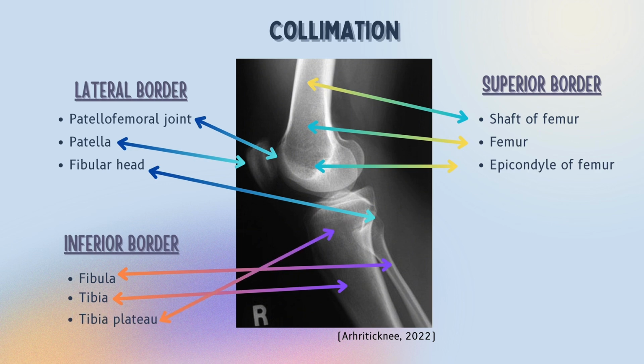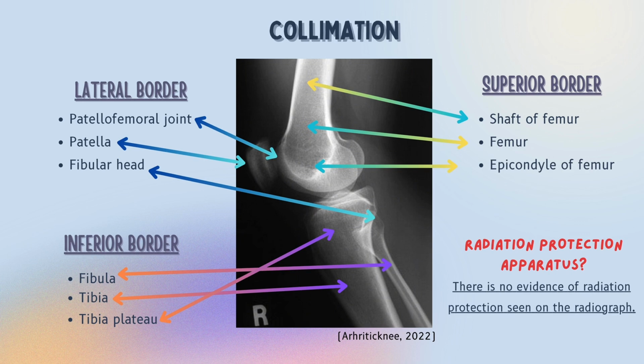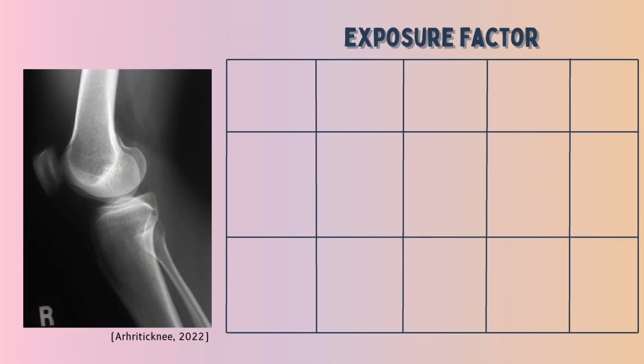Other than structures that should be included at all four borders of the radiograph, we should also identify whether there are presence of radiation protection apparatus in the radiograph. Based on this radiograph, there is no evidence of radiation protection apparatus seen on the radiograph. Now, let us move on to the exposure factor given on this radiograph.